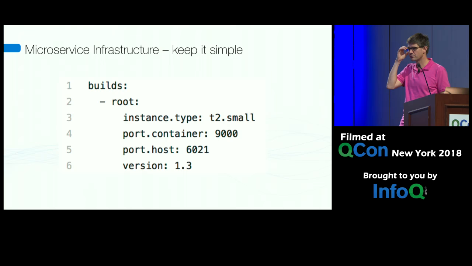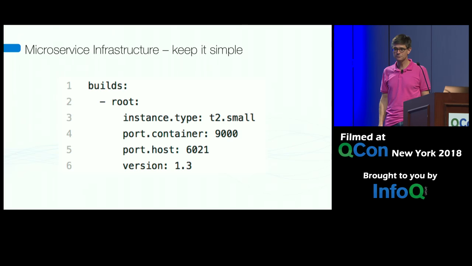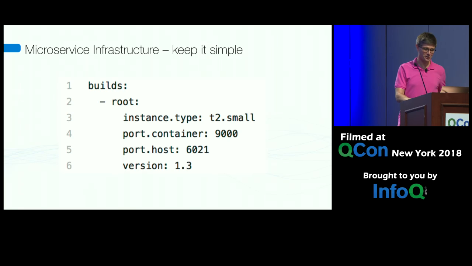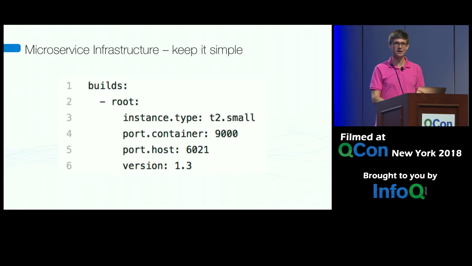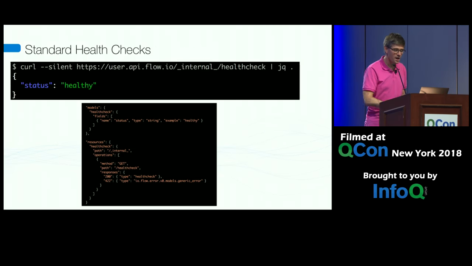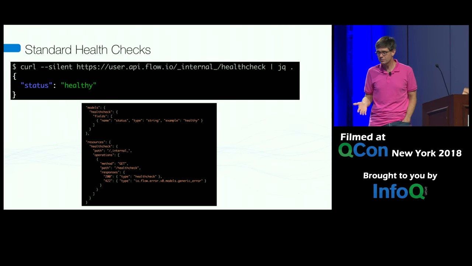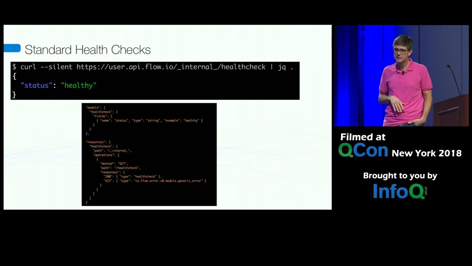And this is what our configuration looks like for deploying stuff. It's six lines of YAML. And if you needed a bigger instance, my guess is everyone here could figure out how to do it. And that's what we want, right? Self-documenting.